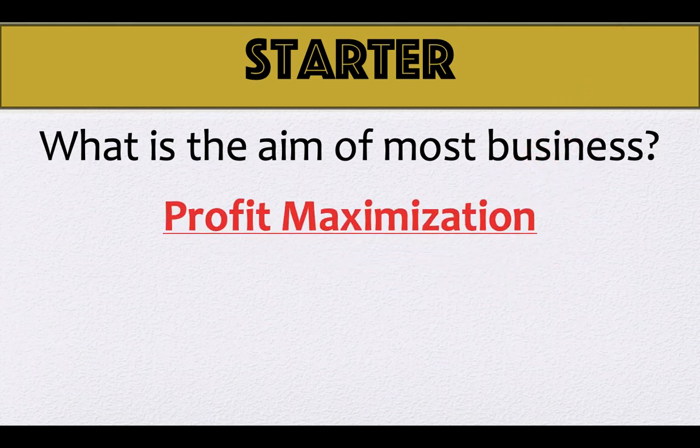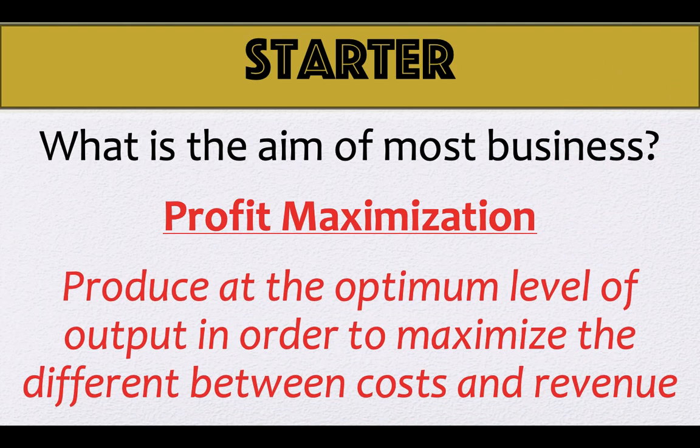So we can be a bit more precise and say that actually most businesses are profit maximizers. I'm sure this is a term you might have come across if you're an economist, the idea of maximizing profit. It's basically producing at that optimum level of output, so producing as many units as you can before you start to experience diseconomies of scale, in order to maximize the gap, the difference between total cost and total revenue. So it's where the gap between them is at its largest.